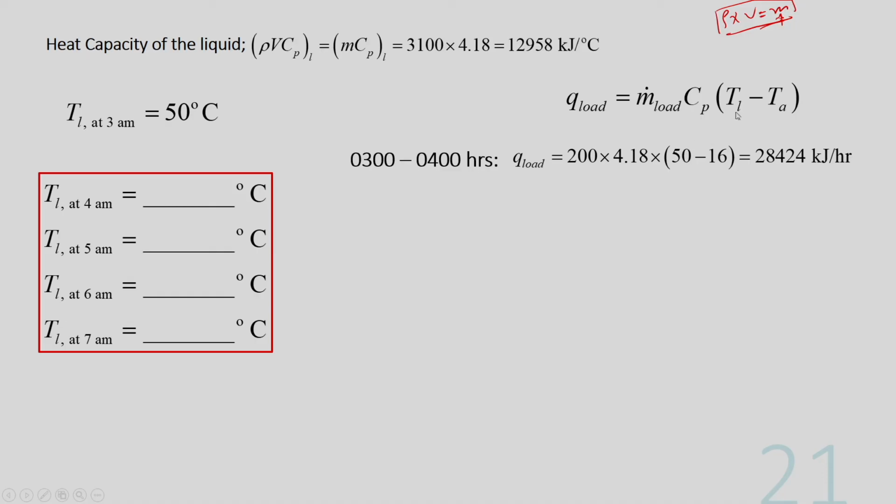50 is the TLI, initially given as 50 degree. So, 50 is considered here, minus 16, the ambient temperature. This is found to be 28428 kilojoule per hour. Okay. Now, what is next?